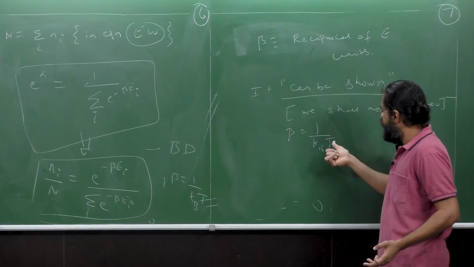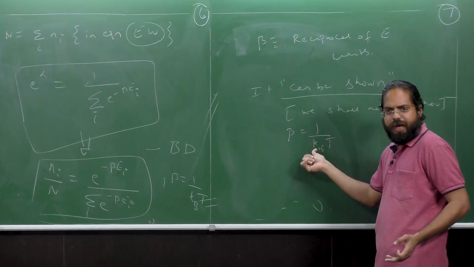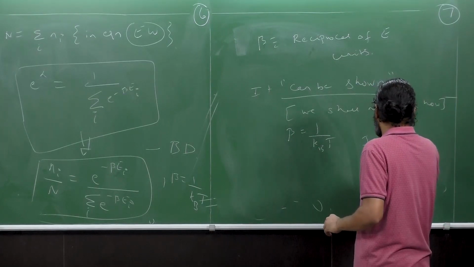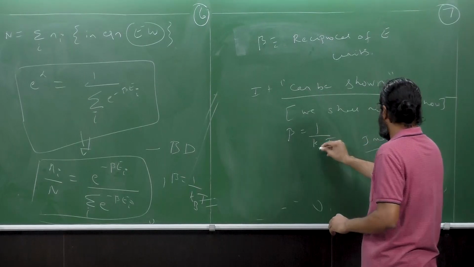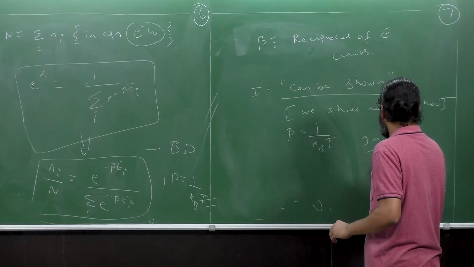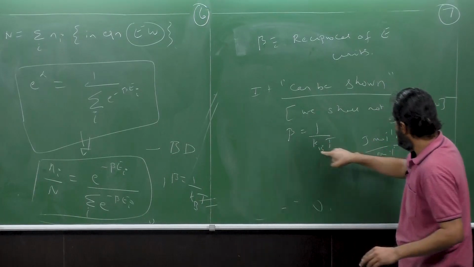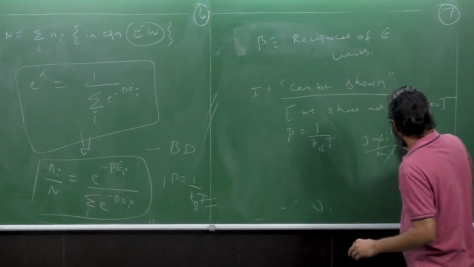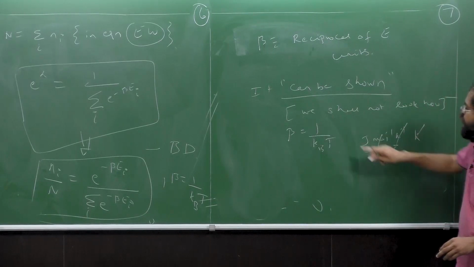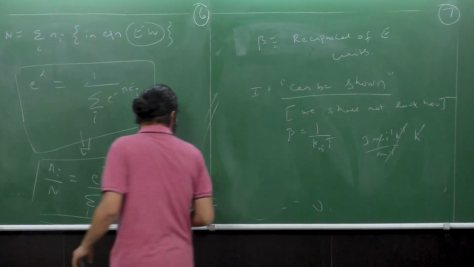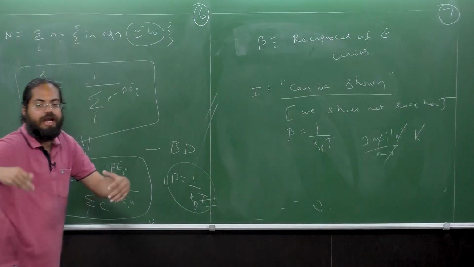See, your kB, if you think about it, this is R by Na, that is joules per mole per Kelvin divided by per mole, times Kelvin here. This kB is this. So the mole gets cancelled out, and the Kelvin also gets cancelled out. So this is 1 by joule in SI units. This is already in joules. So therefore, dimensionally, if you choose beta equals 1 over kBT, it makes sense.